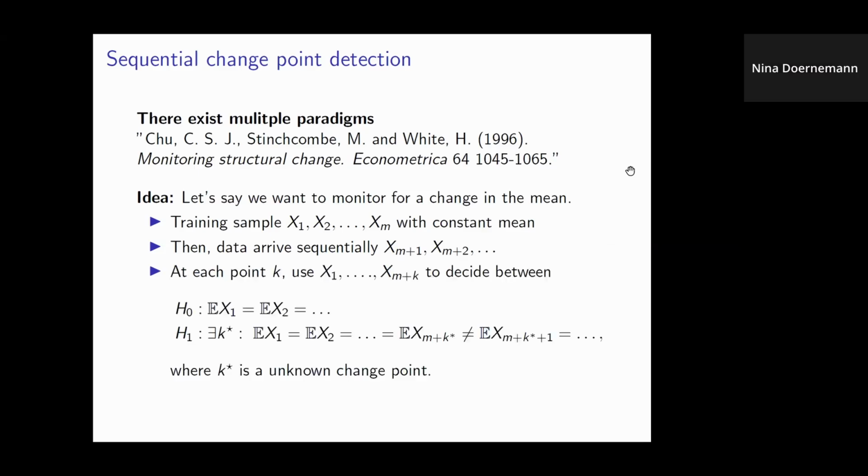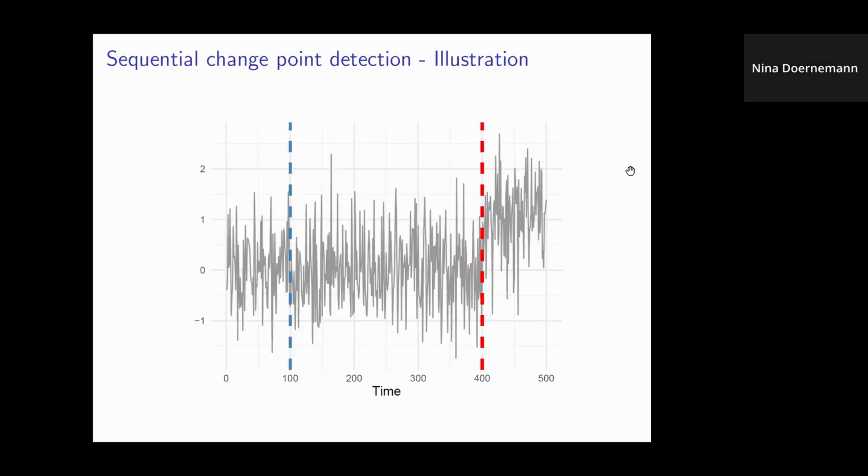So at each time point k in the monitoring period, we take all the data that we collected up to this point to decide whether there is a change in the mean or not. The null hypothesis is that the mean is constant. Under the alternative hypothesis, it's constant up to time n plus k star, and then it jumps to a different value.